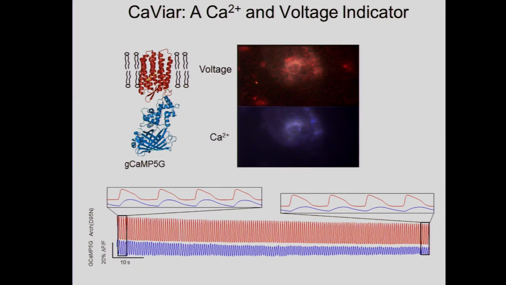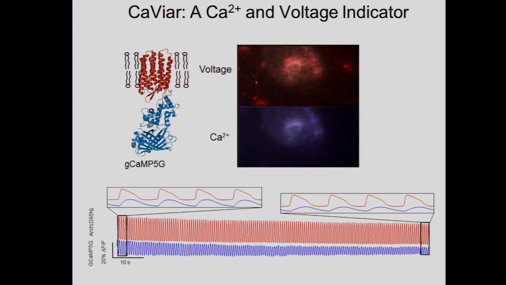Now, in the heart and also in neurons, the electrical impulse then triggers a calcium response. And in the heart, the calcium response is what actually makes the muscle contract. And so we thought it would be nice to look at the voltage and calcium at the same time. To do that, we just stapled a genetically encoded calcium reporter to our genetically encoded voltage indicator. And so we call this construct Caviar, for calcium and voltage indicator.